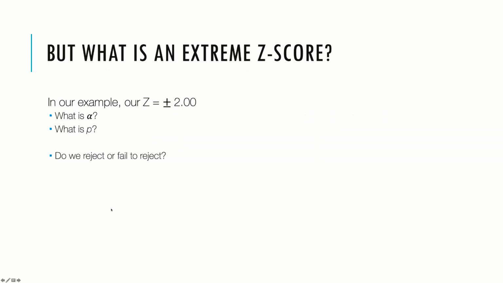And so in our example, we had a calculated value of plus or minus 2.0, right? The severity score between liberals and conservatives. We said, what is alpha? Alpha, no matter what, unless I say otherwise, will always be 0.05. What is P? Well, we can calculate that. If we have a z-calc of 2.0, what is our p-value? Recall that the p-value indicates the area at that point and beyond.